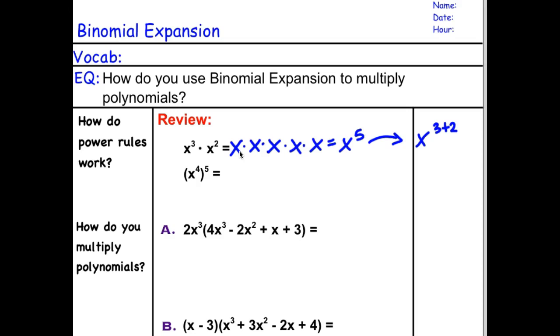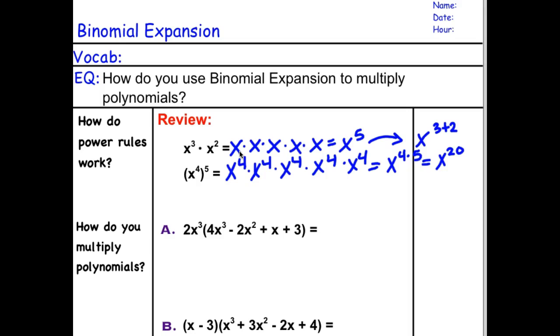Now, power to a power is really like x to the 4th times x to the 4th times x to the 4th times x to the 4th times x to the 4th, which would be like 4 plus 4 plus 4 plus 4 plus 4, which would be the same thing as x to the 4 times 5 power, so x to the 20th. So we've got multiplying just general polynomials.